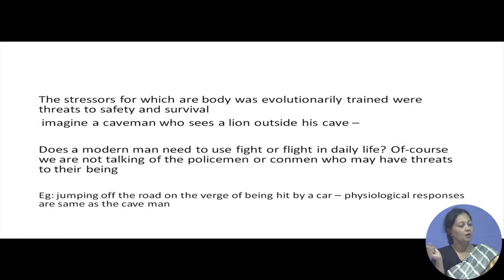Now the stresses for which our body was evolutionarily trained were threats to safety and survival. I'll give you an example. Imagine a caveman who sees a lion just outside his cave. How would he react to survive? He would require all the responses, autonomic responses, the physiological bodily changes that we have been talking about, to either fight the lion or flee the situation.